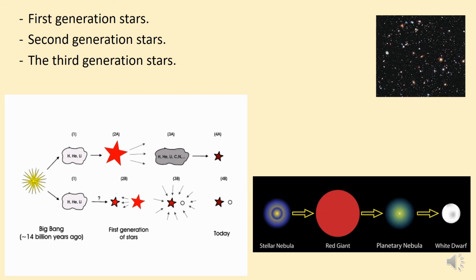The next set of stars is called the third generation stars, the set to which our sun belongs. If you look down at these diagrams, you will find the first generation stars, the second generation stars, and the third generation stars.